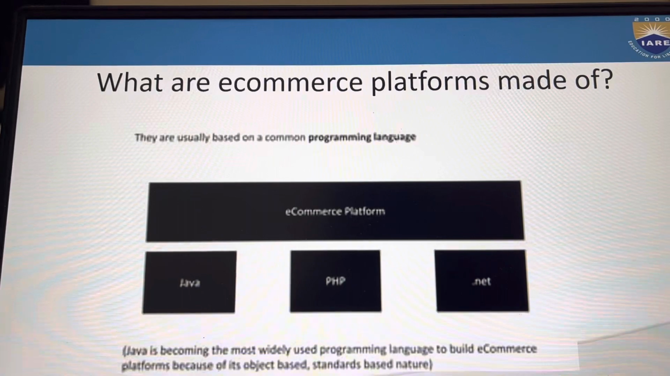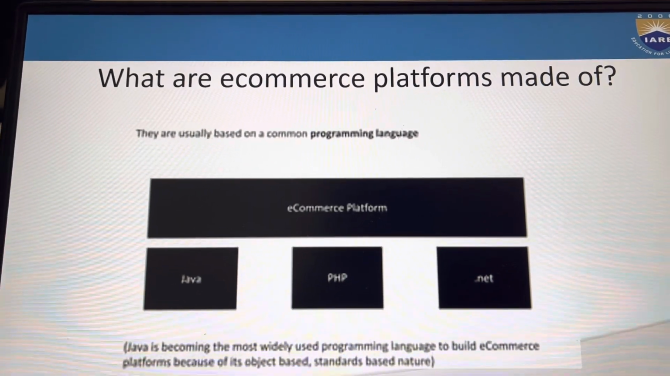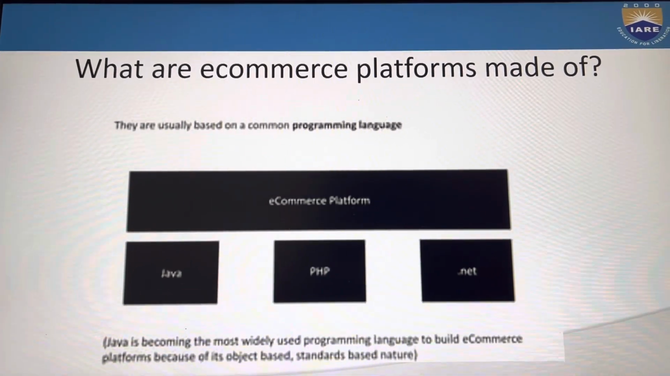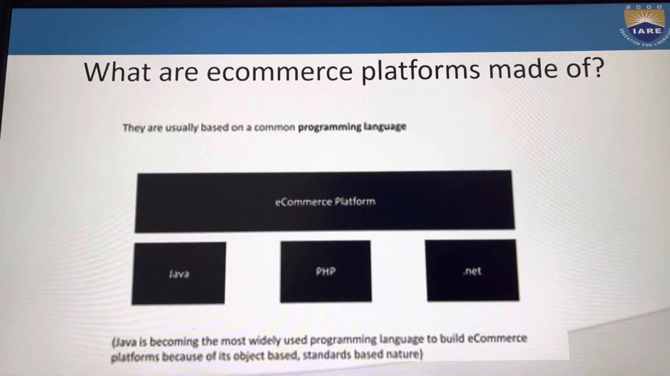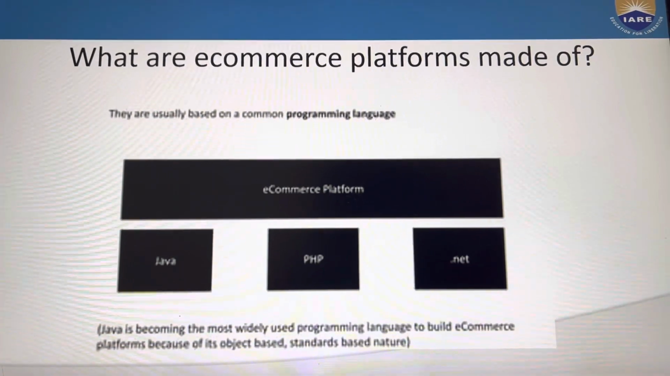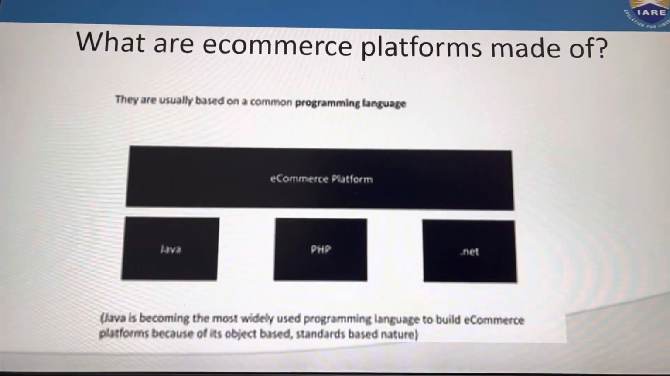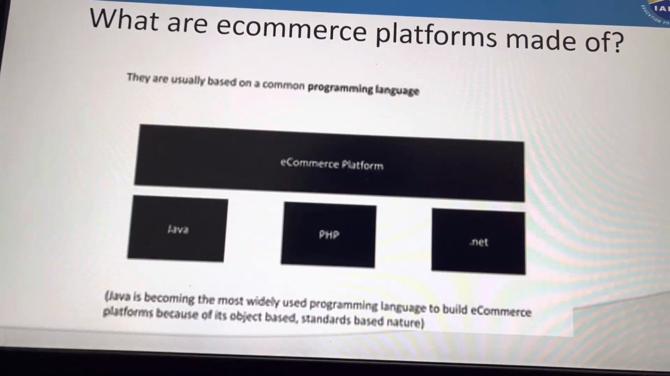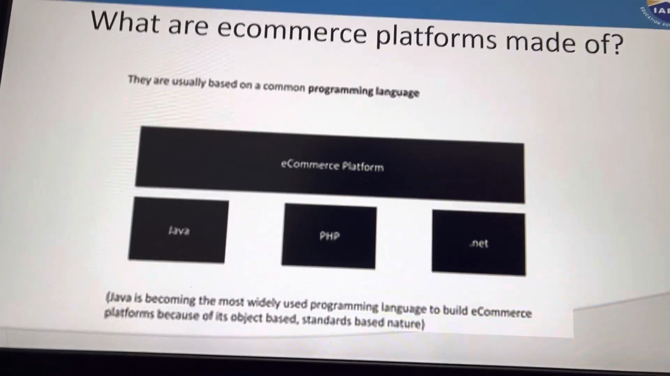What are e-commerce platforms made of? They are usually based on a common programming language. We can see in the above table the five programming languages which are used in e-commerce platforms: Java, PHP, .NET.